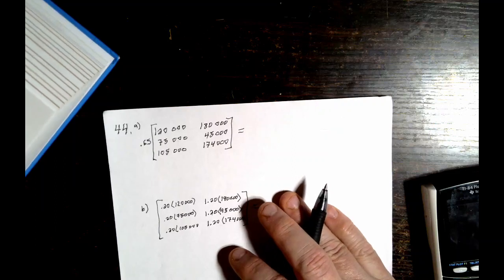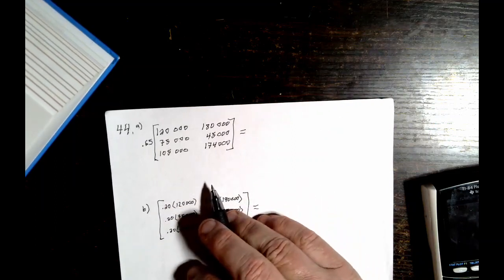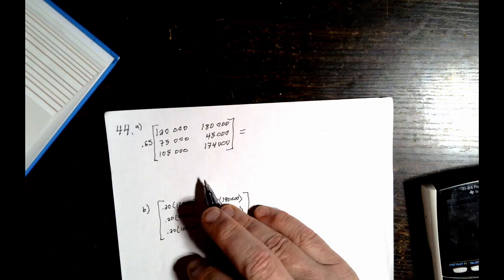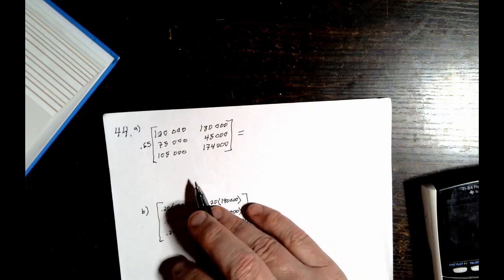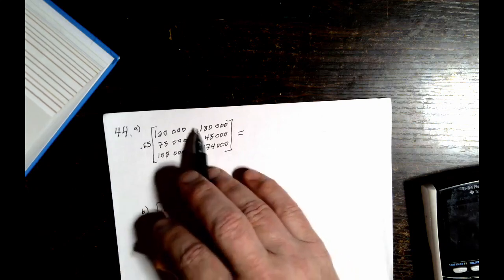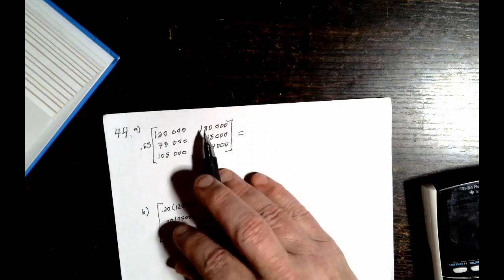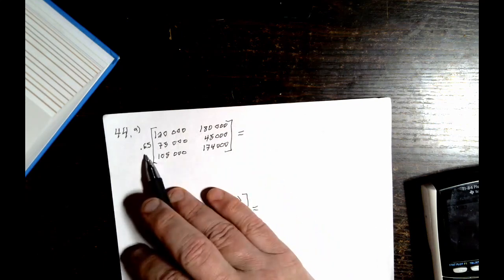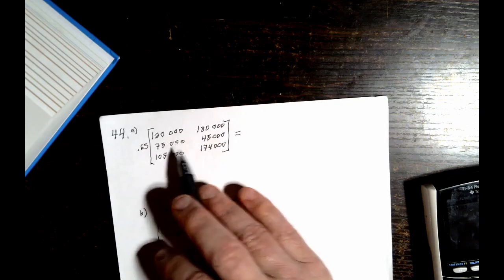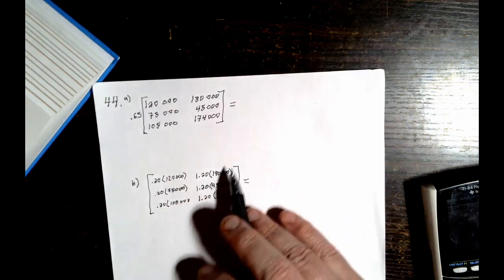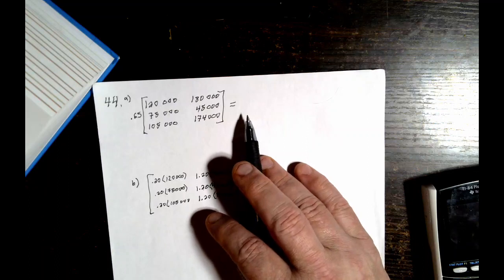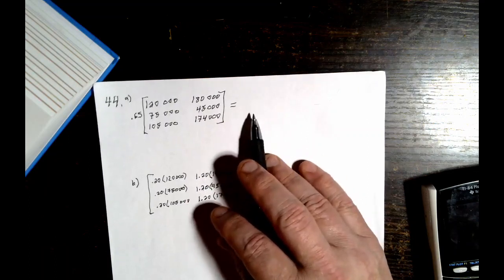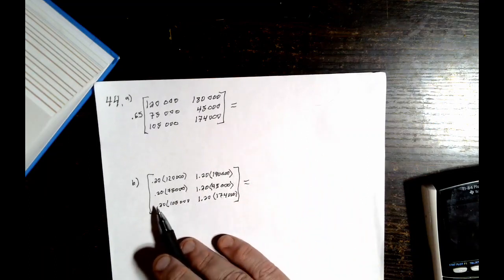And then 44, a debt payment. They're asking if this company pays 35% of the amount owed on their debt, write the matrix giving the remaining debt. So here's the original debt, and if you pay off 35%, you still owe 65%. 65% times each one will give you the amount of debt, and I didn't write down the answer here.